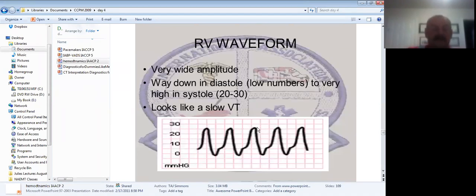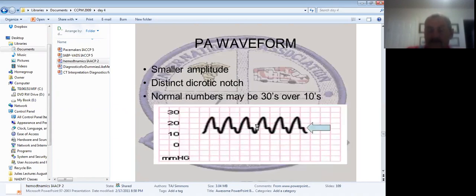And this is just showing you more of what the waveform looks like. Slow VTAC is how some describe it. I don't like to describe it that way because people tend to think of art lines as if they're an EKG reading. And remember, this is way different in that you're actually measuring a pulsatile pressure, which is, of course, a real-time measure of perfusion. So that does make it pretty different. The PA waveform is definitely smaller and has a distinctive dicrotic notch. That's really the takeaway difference.